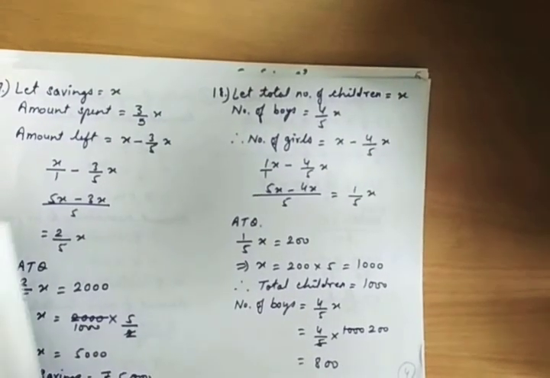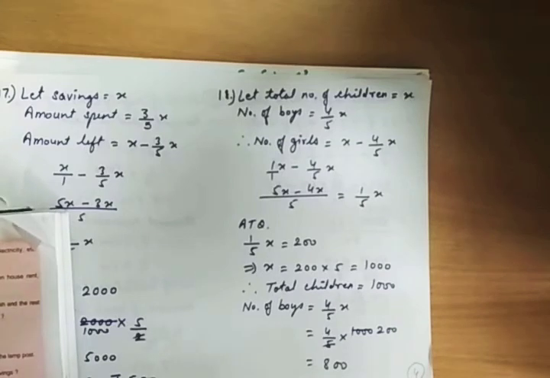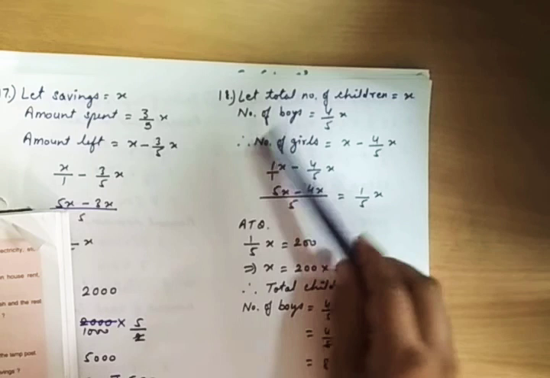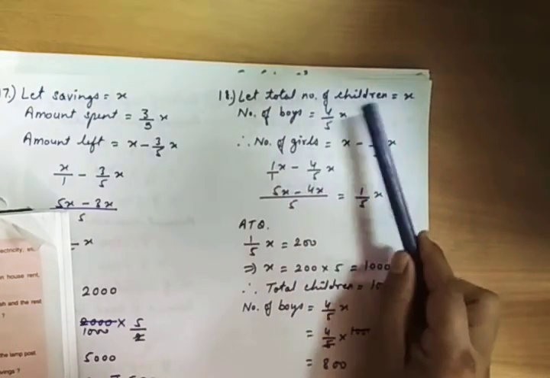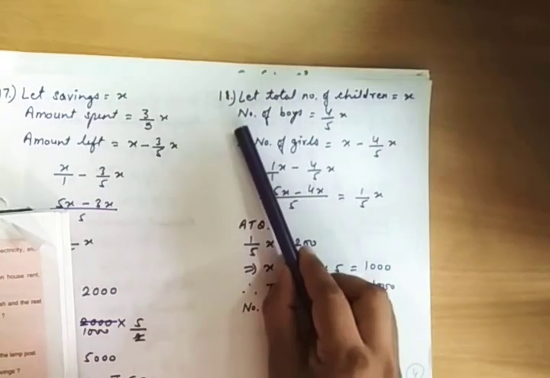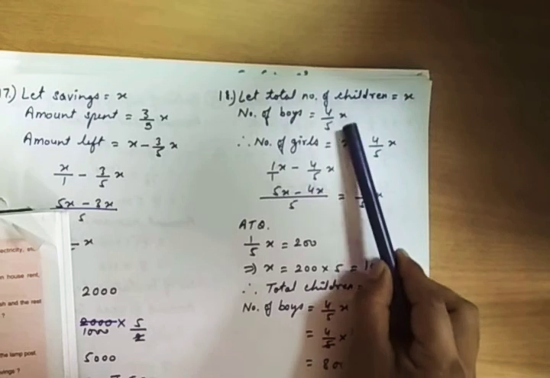Question number 18 says, in a school, 4 by 5 of the children are boys. That means out of the total number of children, 4 by 5 is the number of boys. So here also I have assumed that the total number of children is x. Total number of children we have taken as x. Now how many are boys? Boys are 4 by 5 of it. That means 4 by 5 x.